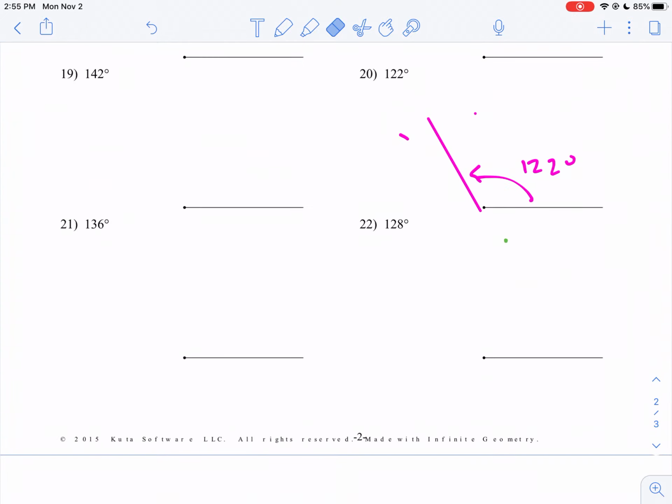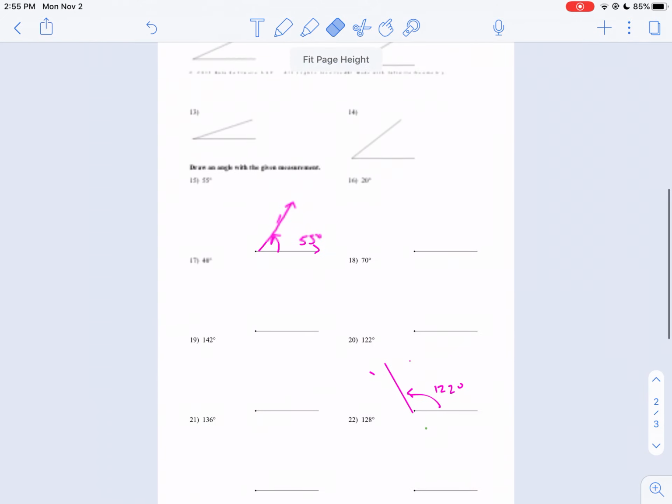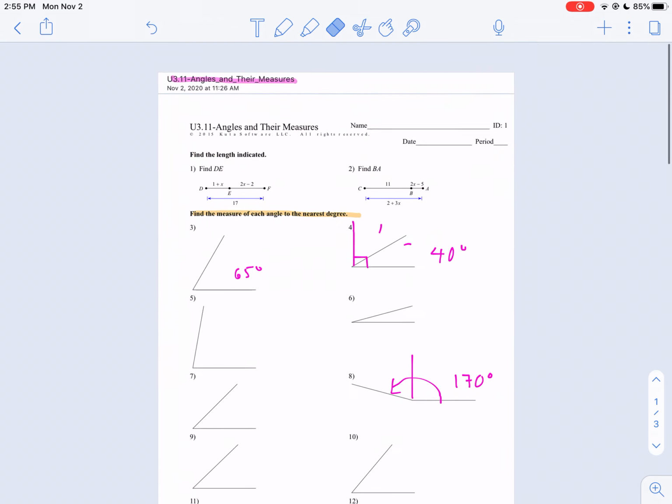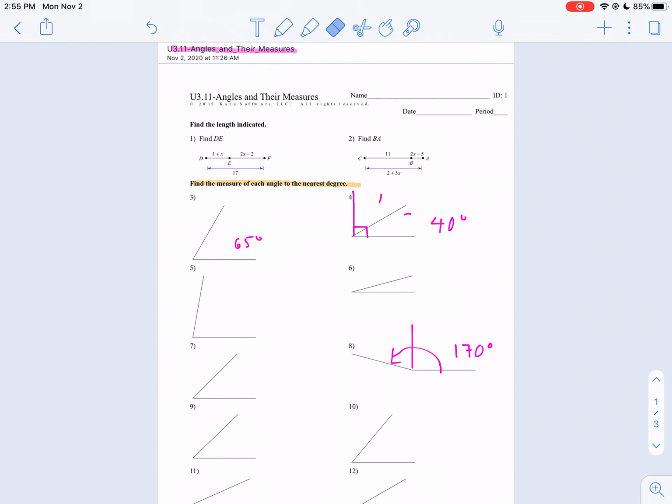All right, so that's what you are doing with the first part of this exercise, and I'm going to stop this video here so that you can do 3.11 and 3.12. I believe they are the same thing. All right, so we'll pause here, we'll upload this, and then we'll do another one for classification of angles.